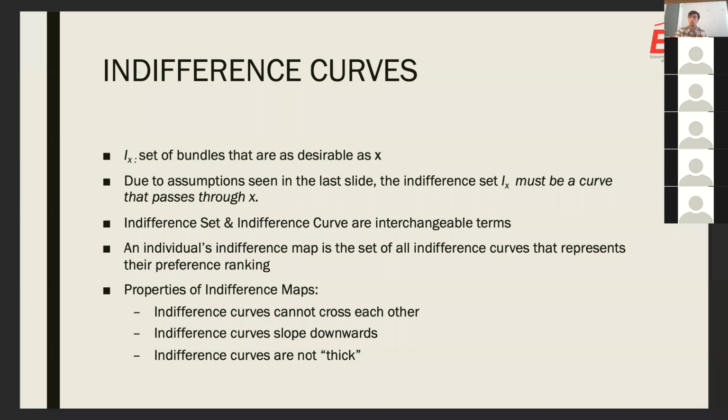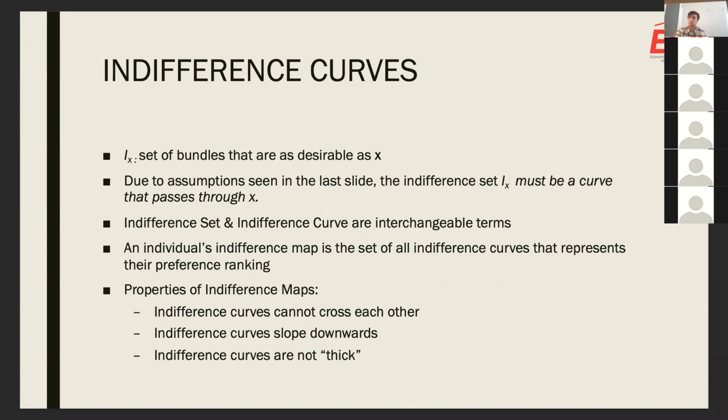Given the assumptions that we made in the last slide, the indifference curve, or the indifference set, must be a curve that passes through X. So we'll use this throughout the rest of the presentation just because indifference set and indifference curve are interchangeable terms. An individual's indifference map is the set of all indifference curves that represent their preference rankings. So an indifference map will contain all of the different levels of utility for the consumer.